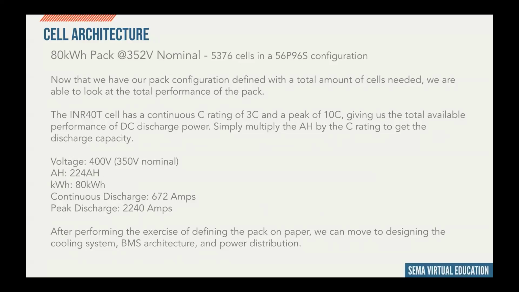And so if we do the math on that, what we get is a 400 volt system or 300 volt nominal pack that has a total of 224 amp hour capacity and an 80 kilowatt hour energy capacity. That provides a continuous discharge capability of 672 amps and a peak discharge, which the tendency to peak is, I believe, about 10 seconds of peak discharge at just over 2200 amps, which is a huge amount of current.